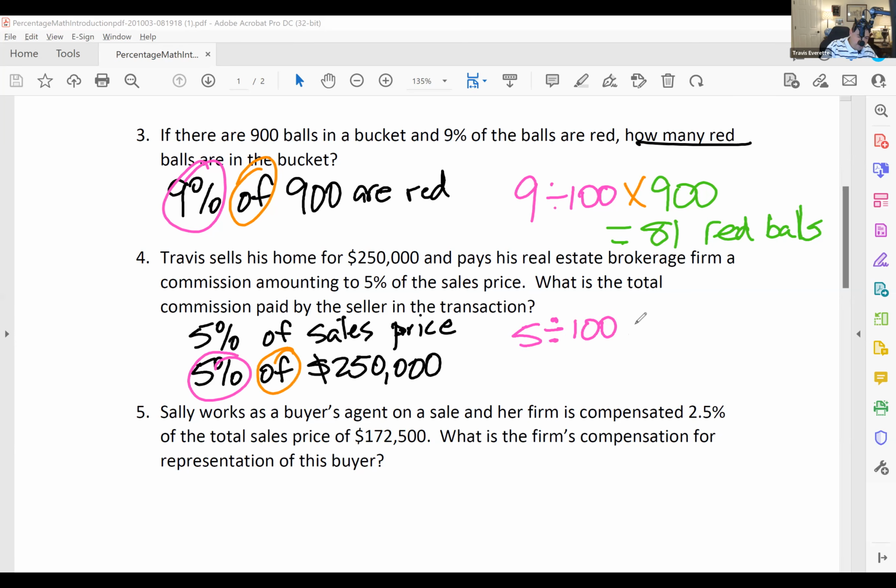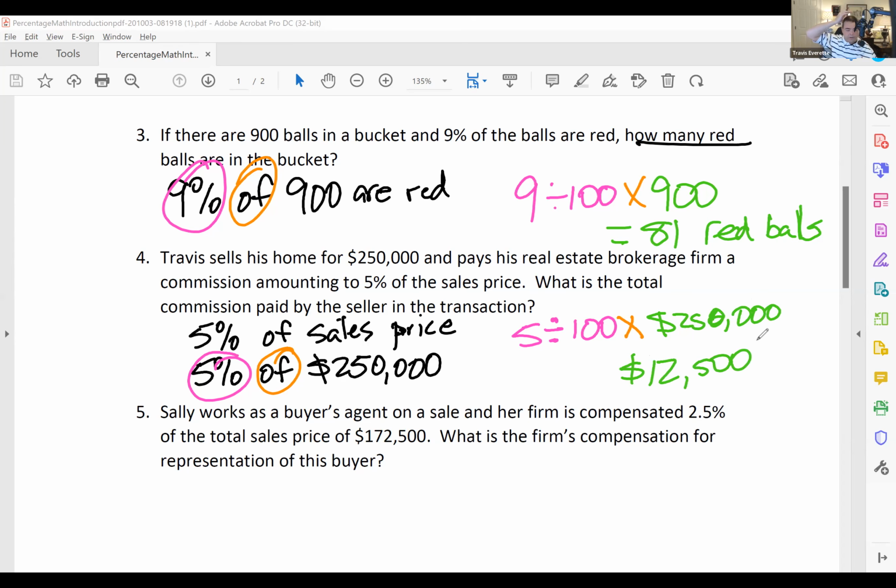I'm going to type "of" as multiplication. $250,000, I'm going to leave it alone because it gave it to me. So I'm ready now. 5 divided by 100 times 250,000. That's $12,500 in commission. Every single time.